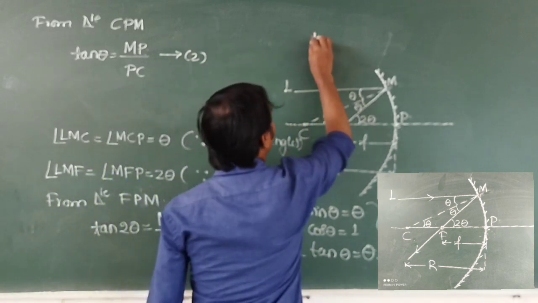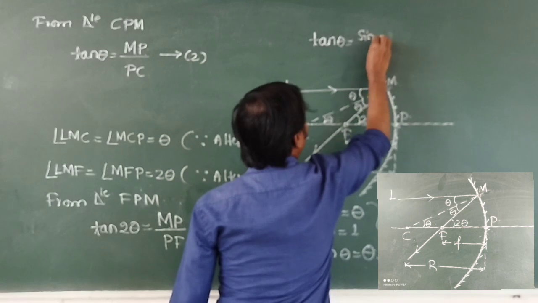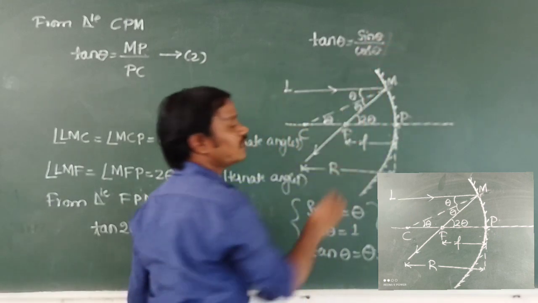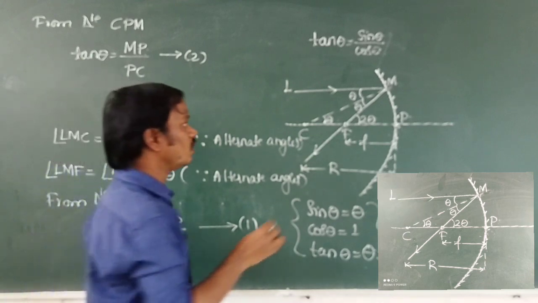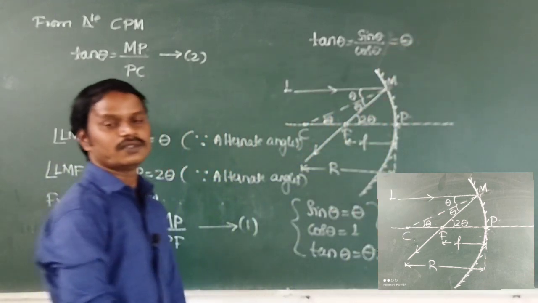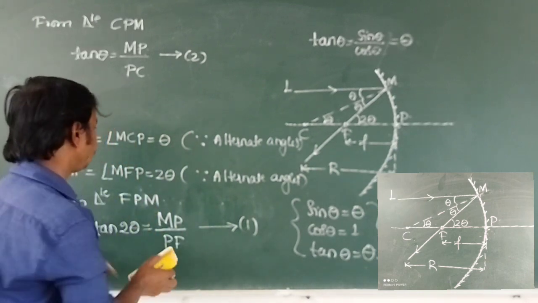What do you mean by tan theta? That is sin theta by cos theta. For a small angle, sin theta is theta and cos theta is 1. Then theta by 1 is again theta. Means for a small angle, tan theta can be written as theta.